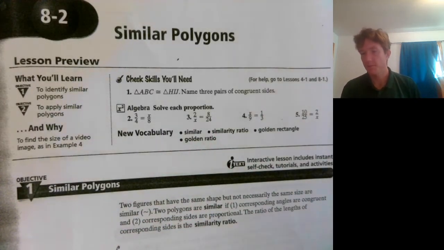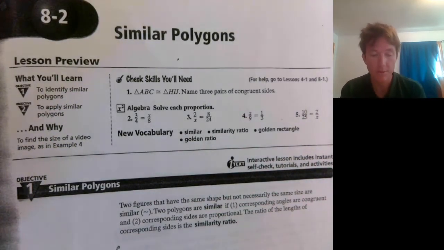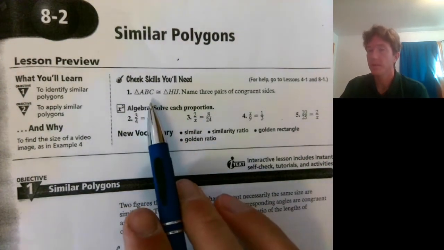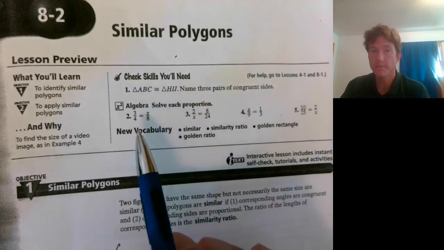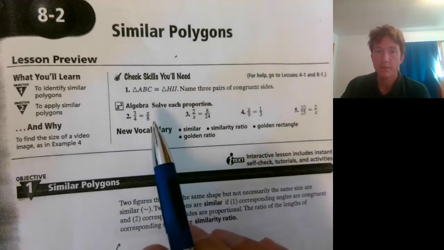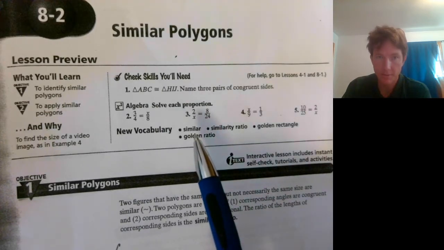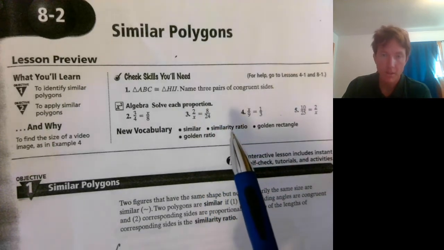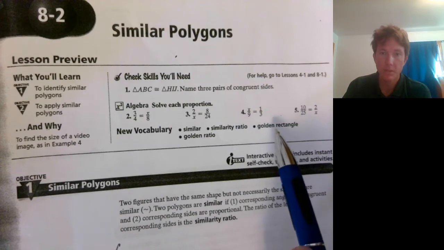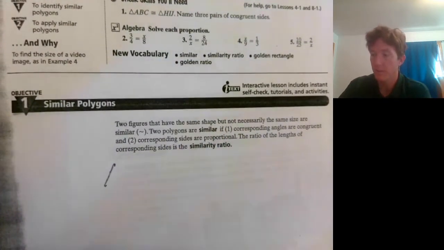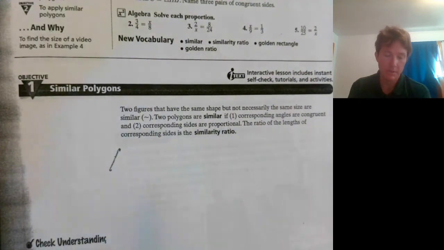This will be on similar polygons. We looked at all those ratios for a good reason. We're going to be using more ratios. Check the skills up here. We need to use congruent sides, and we'll also need to know how to solve each proportion. In this section we'll learn about similar polygons, a similarity ratio, a golden rectangle, and the golden ratio. Those are nice little tidbits of mathematics.